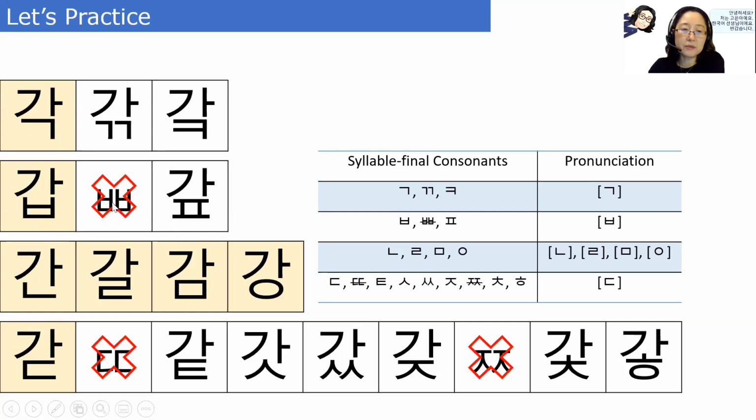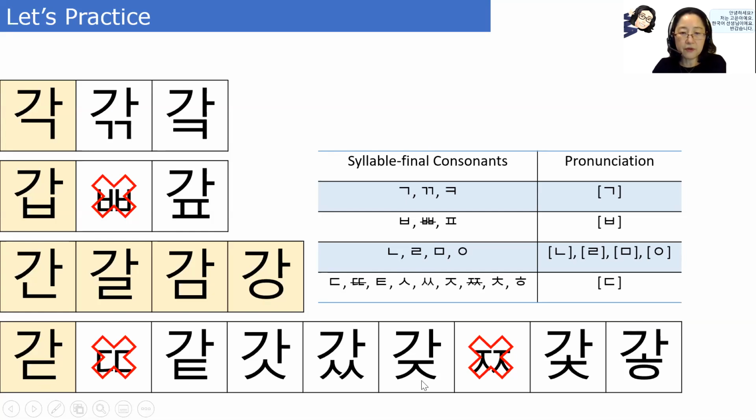And double b is not used as a final consonant. And the next four are pronounced as they are. So it's kan and kal, kam, kang. Okay, and next it is kat. So this one is no problem. But double d is not used, and double z is not used.